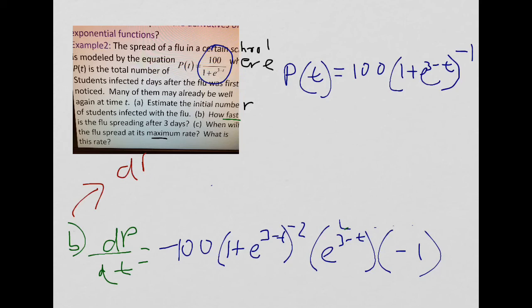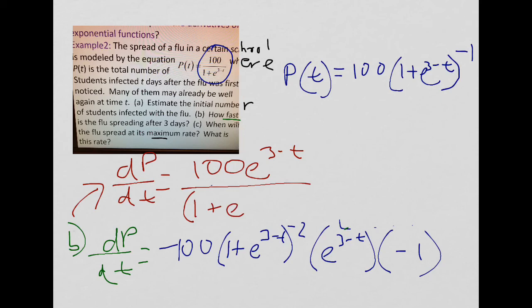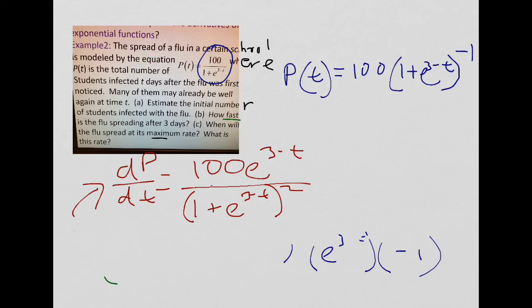All right, dp over dt is 100 e to the 3 minus t power over the quantity of 1 plus e to the 3 minus t power, squared. So you probably get this if you did the quotient rule. So now I want to plug in 3 for t and see what I get.